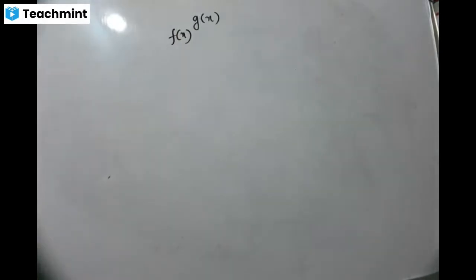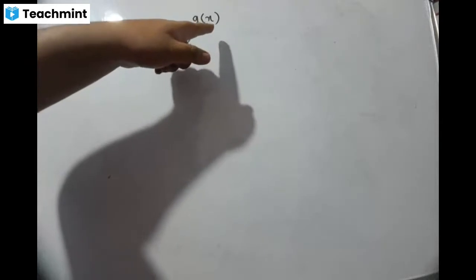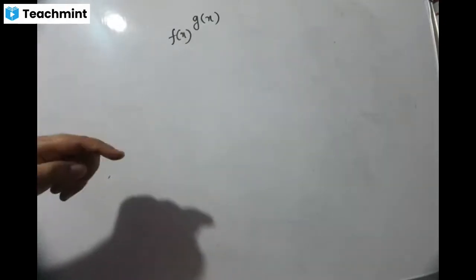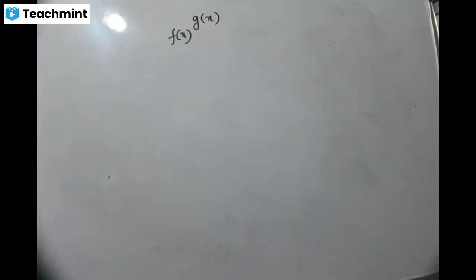So this type of function cannot be differentiated without applying log. That means the form of the function is called function to the power function. If the base is a function in terms of x or y, and the power is also a function in terms of x and y, then you cannot differentiate this unless we bring the power in front, and to bring the power in front we have to use log. Is that clear?